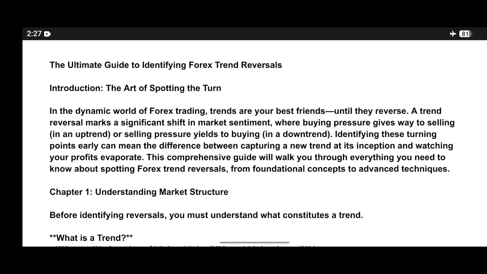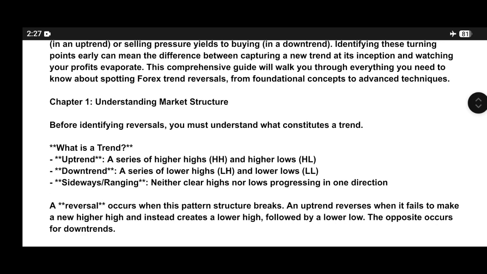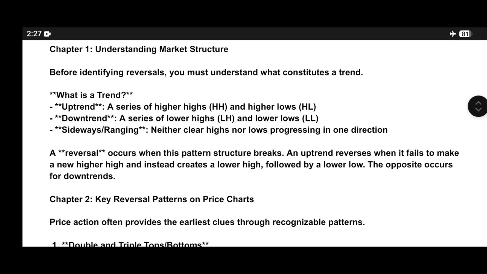Chapter 1 is understanding market structure. Before identifying reversals, you must understand what constitutes a trend. A trend can be an uptrend, which is a series of higher highs and higher lows. A downtrend consists of a series of lower highs and lower lows. Then there is a sideways or ranging market, with neither clear highs nor lows progressing in one direction.